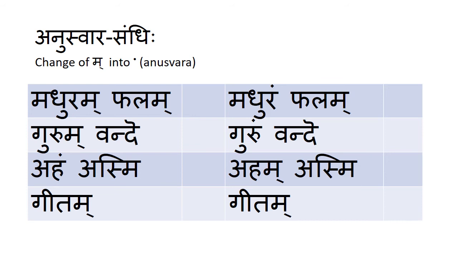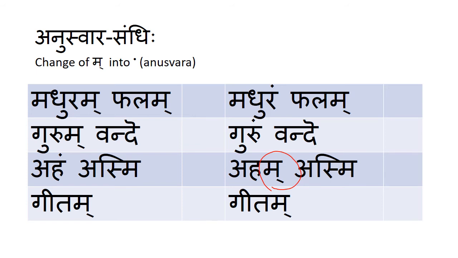But in the case of aham asmi, there is an akara after the makara. At the end of the word aham there is makara, and at the beginning of the next word there is a, which is a swara. Here there is no change actually. There is no sandhi here. There is enough pause, enough gap between aham and asmi. So there is no sandhi happening here.